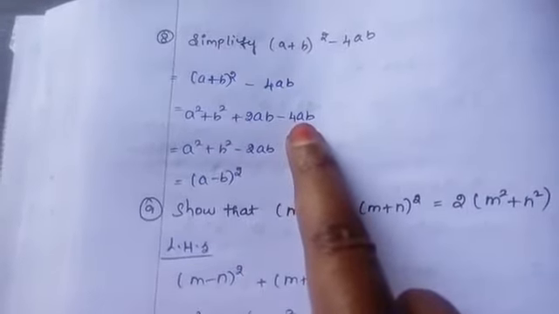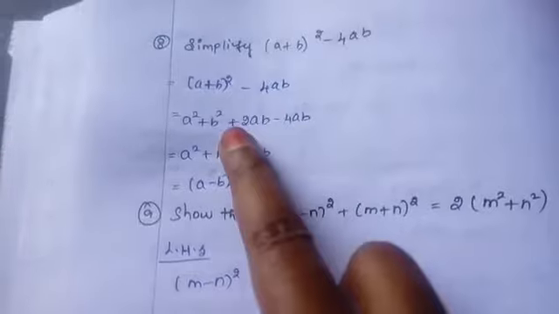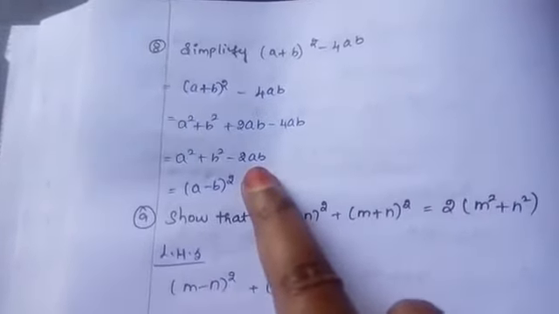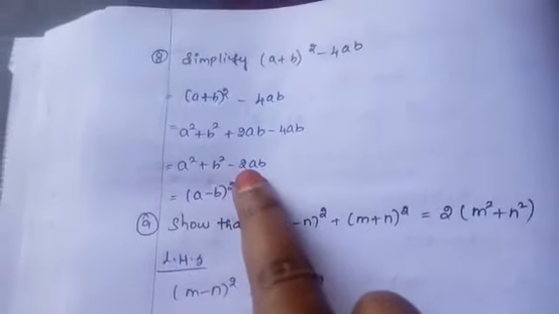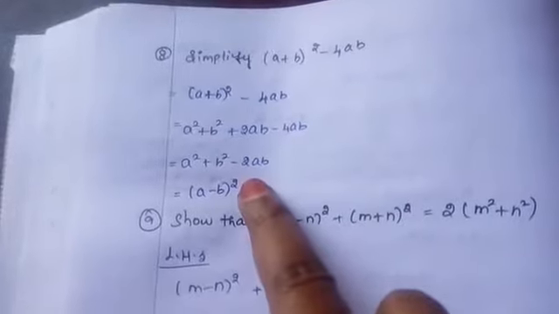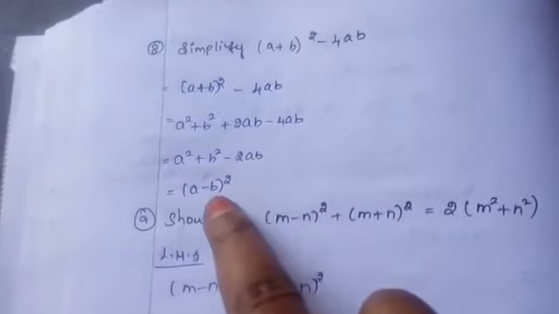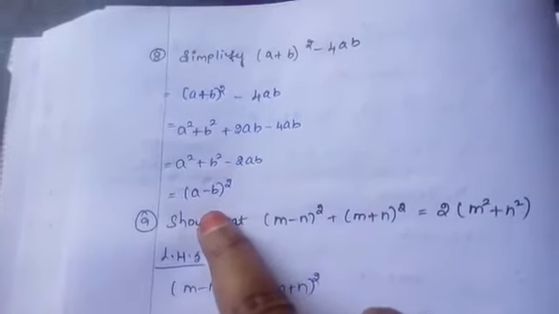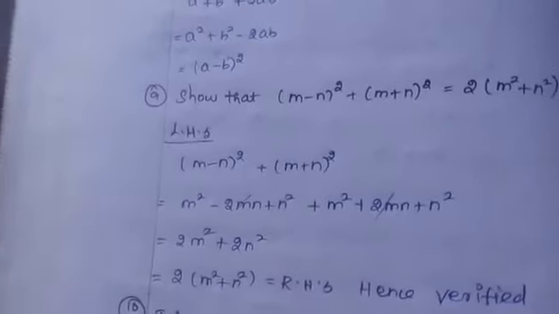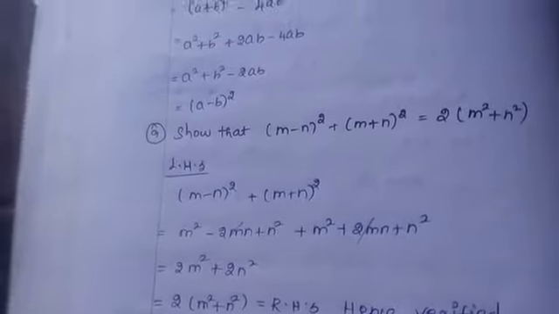This is the greater value, so subtraction from minus 4 to plus 2. So minus 2, a square plus b square minus 2ab. Reduce this value, answer is minus 2ab. This is the format of the (a minus b) whole square formula. That's all.